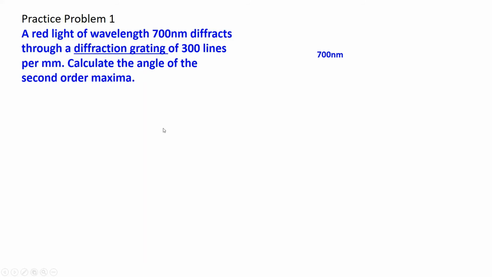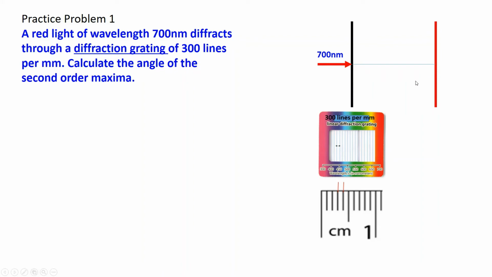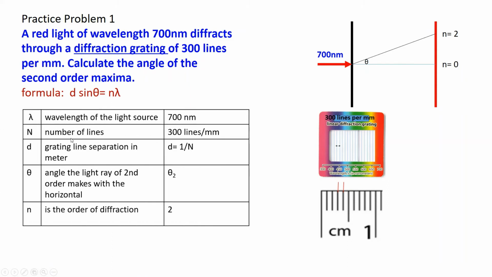Practice problem 1. A red light of wavelength 700 nanometers diffracts through a diffraction grating of 300 lines per millimeter, which means each millimeter we have 300 lines. Calculate the angle of the second order maxima. So here is our zero order, and our second order is right here and we are looking for this angle. We are using this formula, and this is the data table. Lambda is the wavelength of the light source, which is 700 nanometers. The number of lines is 300 lines per millimeter.